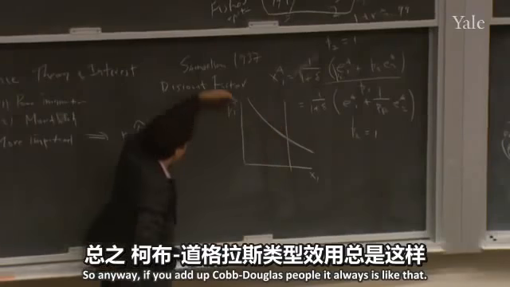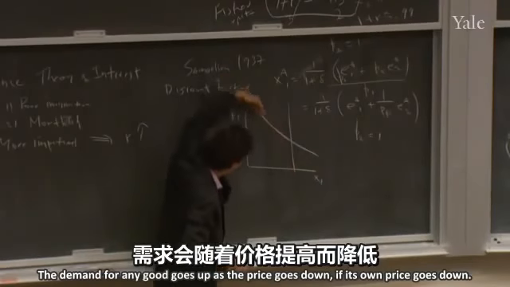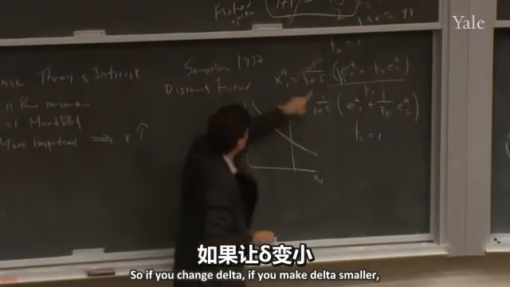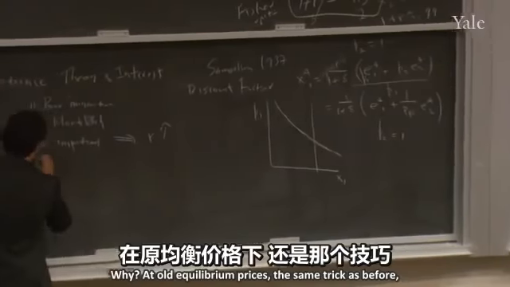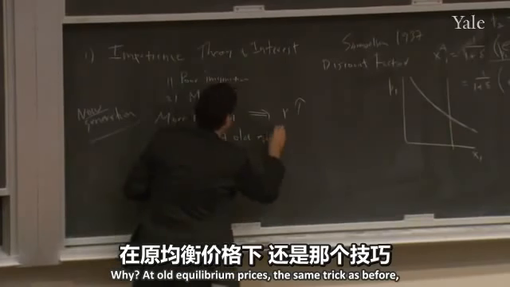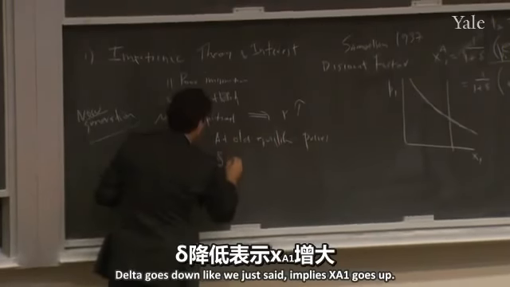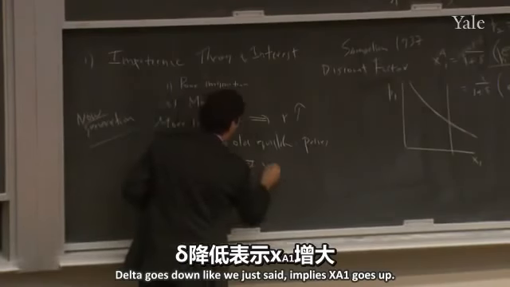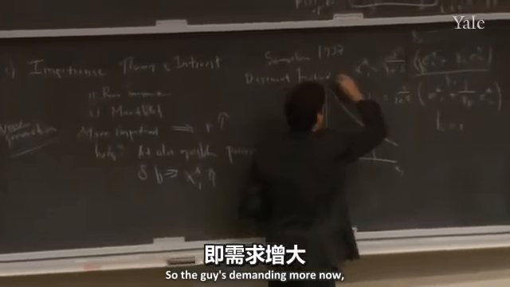Anyway, if you add up Cobb-Douglas people, it always is like that. The demand for any good goes up as its own price goes down. So if you make delta smaller, that's going to raise demand for X_A1. At the old prices, why? At old equilibrium prices, the same trick as before, delta goes down, like we just said, implies X_A1 goes up. So this guy is demanding more now.